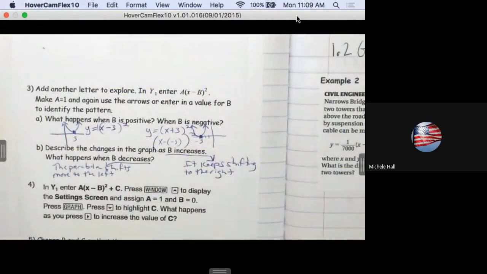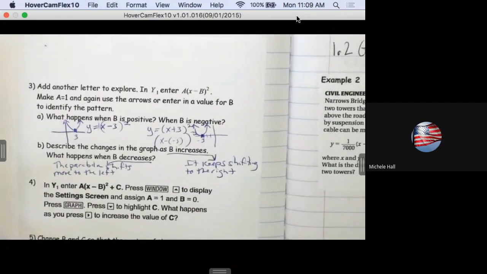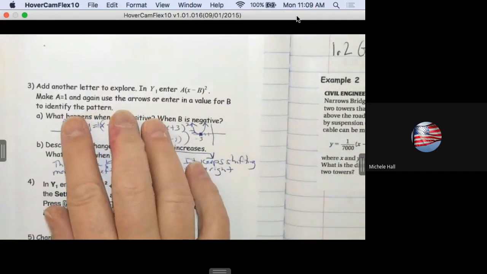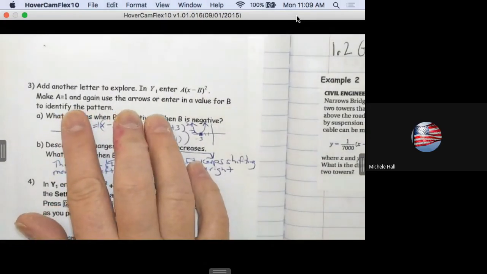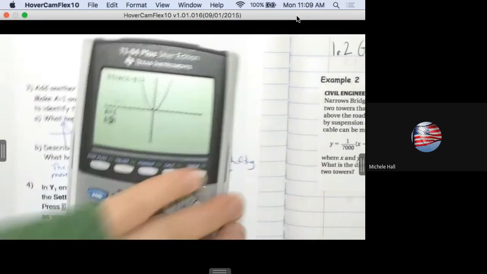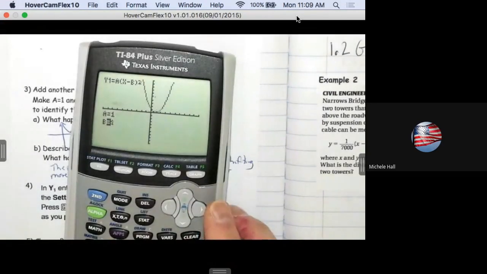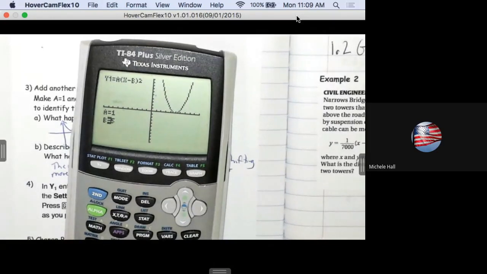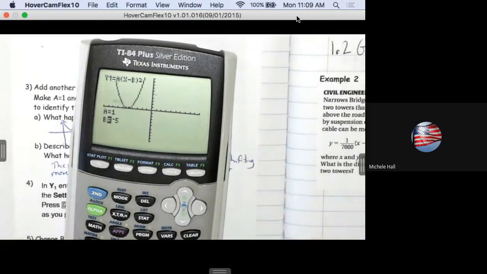Number 2, if I look at number 3 over here, I'm going to skip number 2 because we've already done that. You did another calculator exercise that was about just A. This is about A and B. It says make A 1, and again, use the arrows to enter values for B. Identify the pattern that's going on. If I let B equal 5, what's happening to the parabola? If I let B equal -5, what's happening to the parabola? What's the pattern that you're seeing going on here?